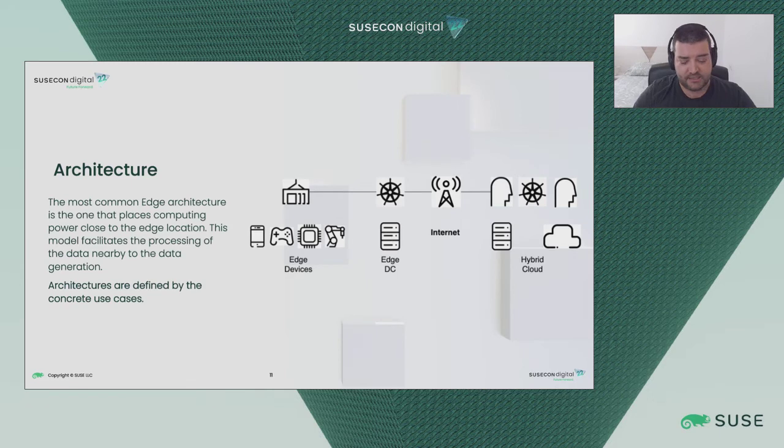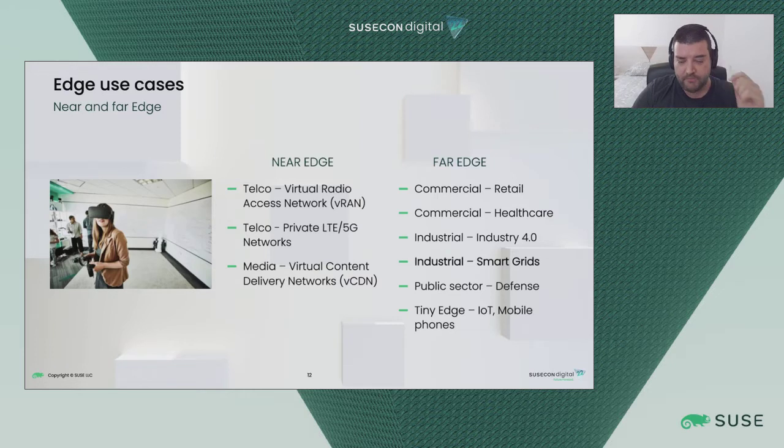And this is just an example. But today, I will be talking about a few more use cases. These may or may not fit in this architecture. And later on, I'll focus on a very concrete one. So, as I told you before, near edge is basically telco land. So vRAN, private LTE, 5G networks, and virtual content delivery networks. Media companies also. This is basically most of the use cases that you'll find in the near edge.